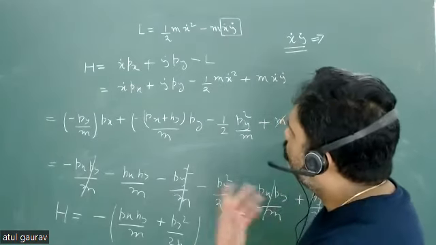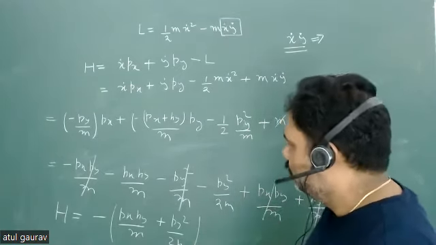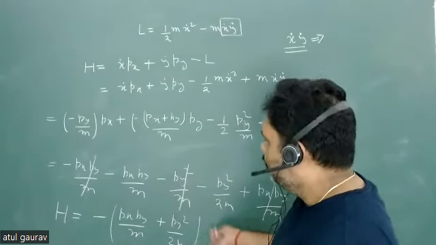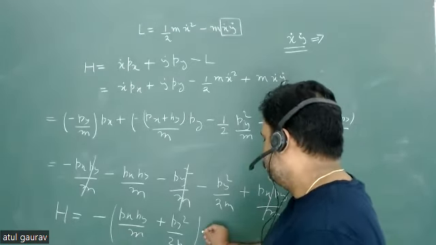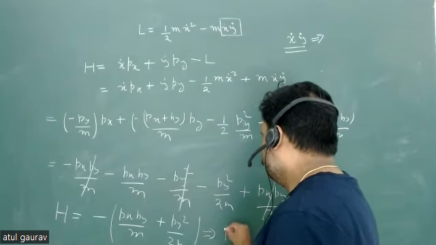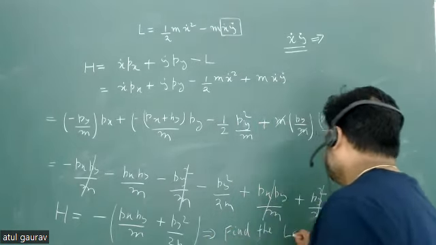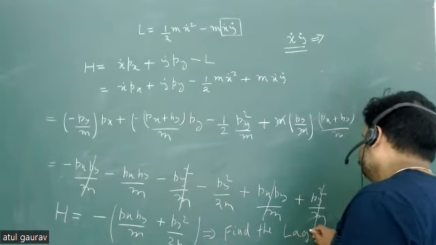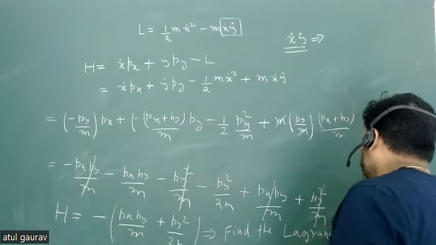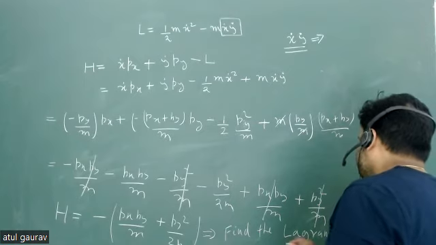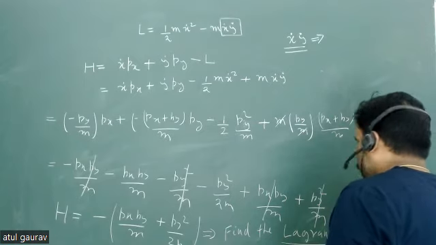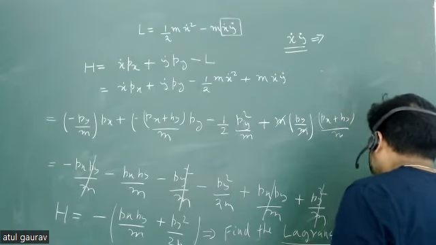So why don't you go for homework for this one? Just verify we have done it correctly. Suppose this is your Hamiltonian. Find the Lagrangian. Okay. So this is again homework number 2.